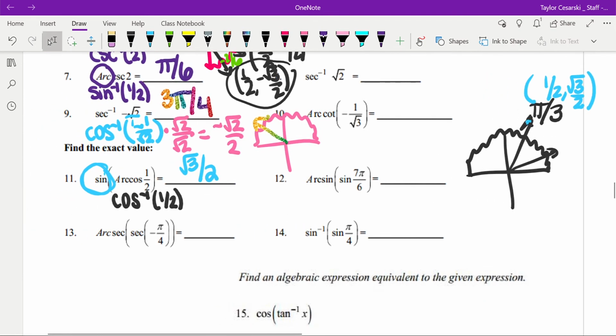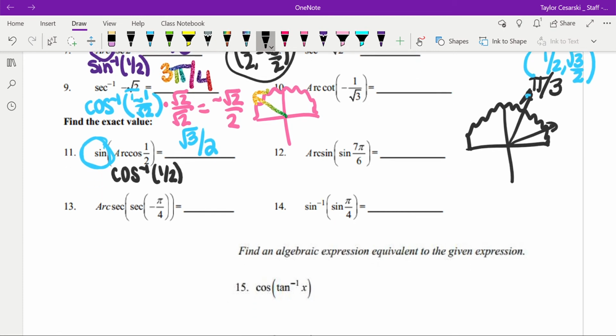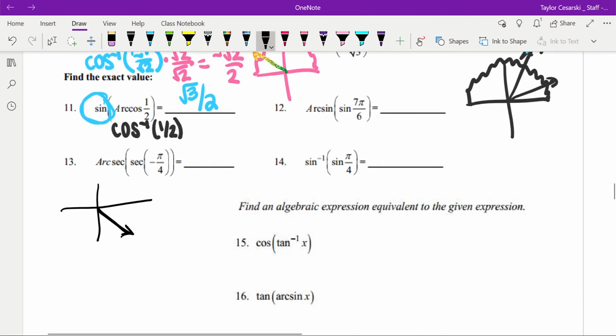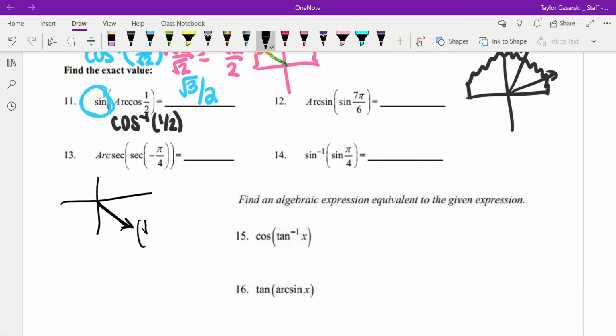All right, number 13. So how can we do this one? It says secant of negative pi over 4. So this one's going to kind of go back. Let's write this out. Negative pi over 4 is going to be right down here, and I want to find the secant there. So let's write out this ordered pair: square root of 2 over 2, negative square root of 2 over 2.